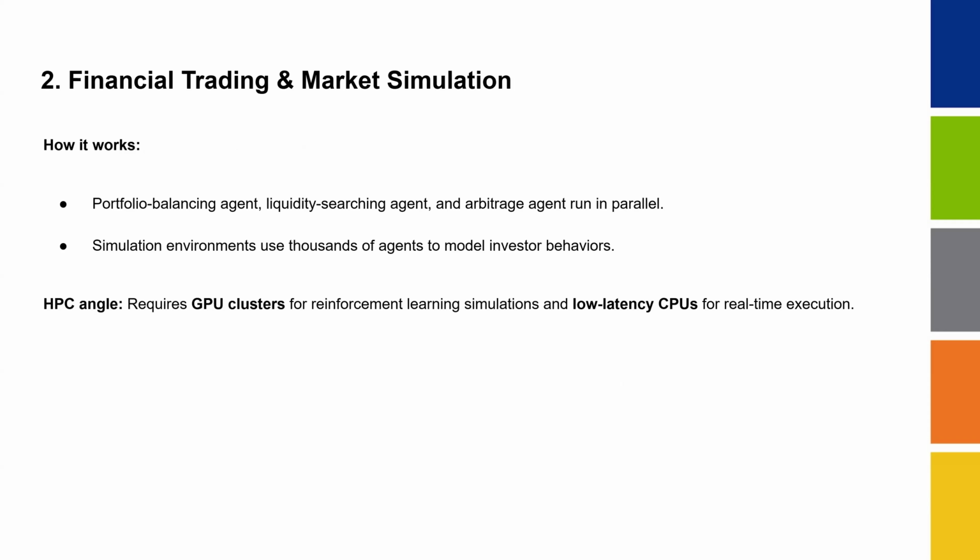The second one is financial trading and market simulation. This is now being implemented and used in major banks. So how does it work? Essentially, a portfolio balancing agent, liquidity searching agent, and arbitrage agent run in parallel. Simulation environments use thousands of agents to model investor behaviors. Over here, the high performance compute angle is that it requires GPU clusters for reinforcement learning simulations and low latency CPUs for real-time execution.